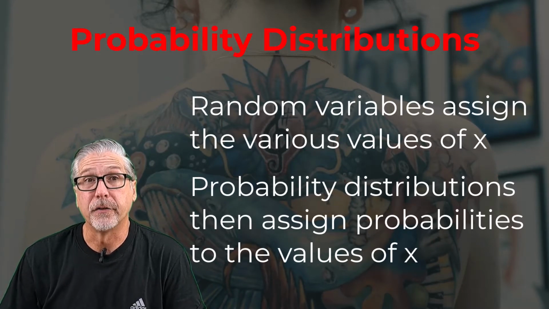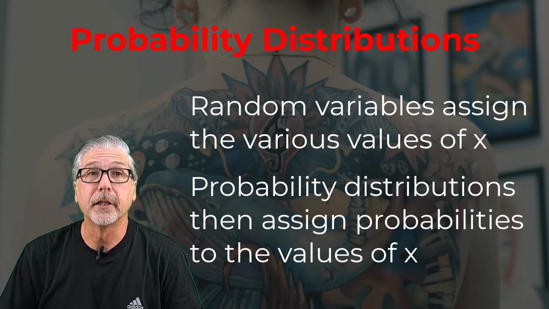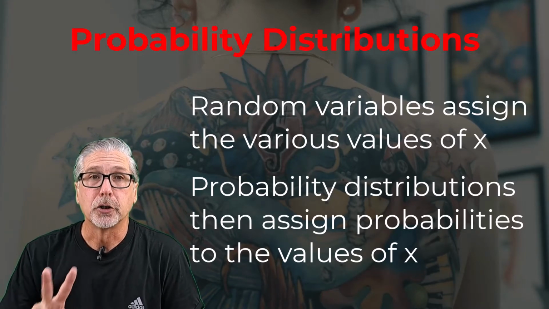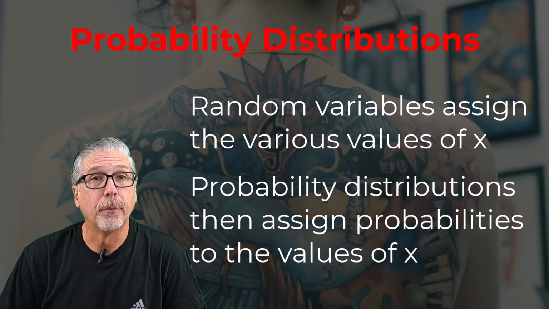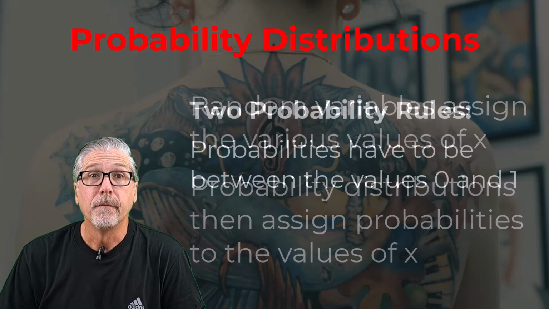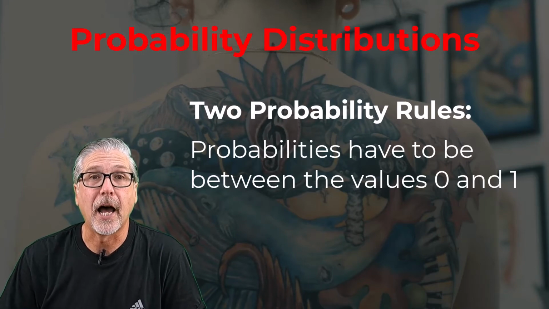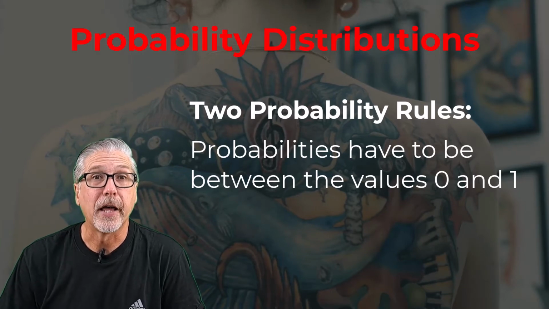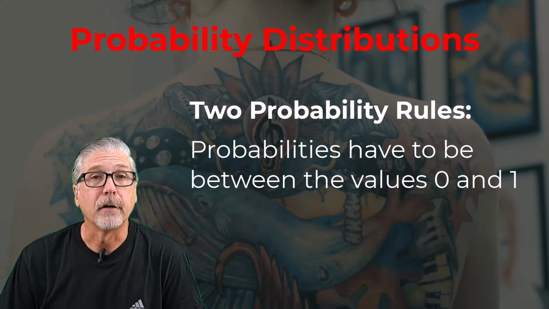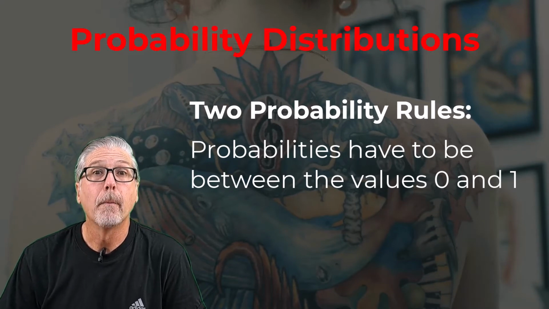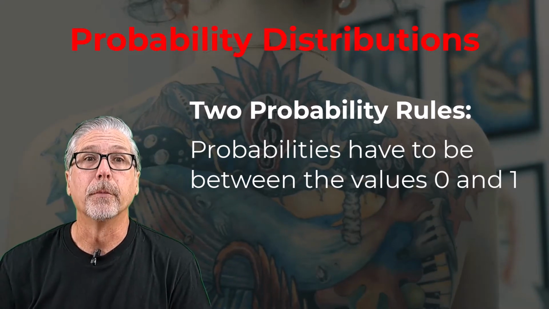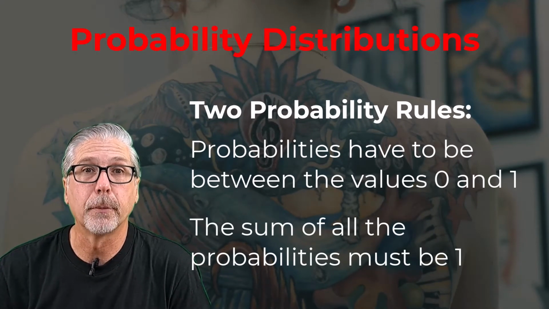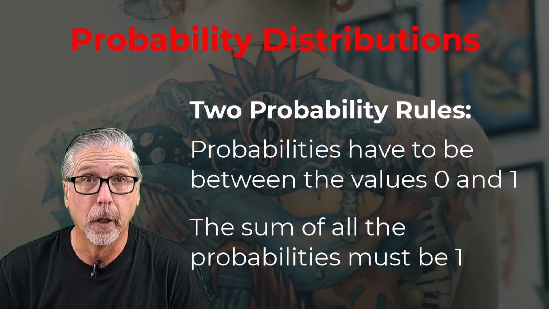Random variables assign the values of x that we're interested in. It's the probability distribution that gives us the probability of observing the various values of x. There are 2 rules that must be followed for a probability distribution to be considered valid. The first is all the probabilities assigned have to be between the value 0 and 1. In probability, a value of 0 means that value of x cannot occur, and a value of 1 would mean that value of x must occur. Usually probabilities are somewhere in between, especially since the second rule says that the sum of all the probabilities assigned by the probability distribution must be 1.